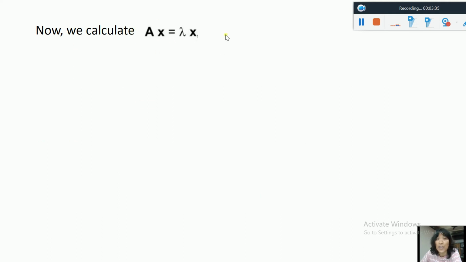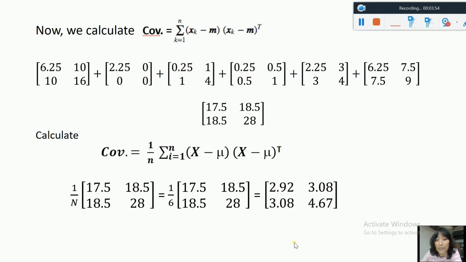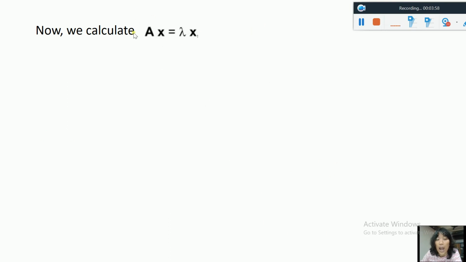Now, in the second step, I have to calculate the eigenvectors. For calculating the eigenvector, we have the formula Ax equals lambda x, where we put the value of the matrix A. After putting in the covariance matrix we calculated, the equation is now in this way.